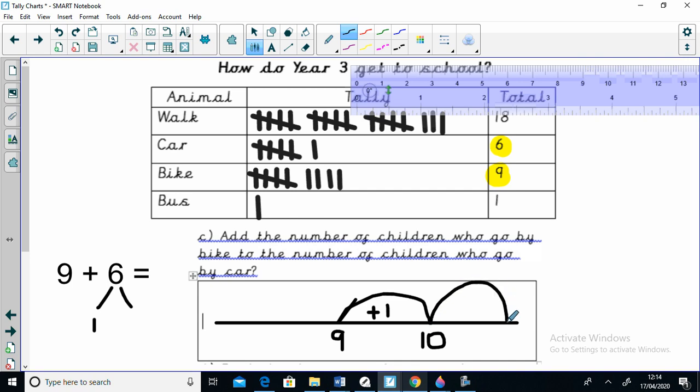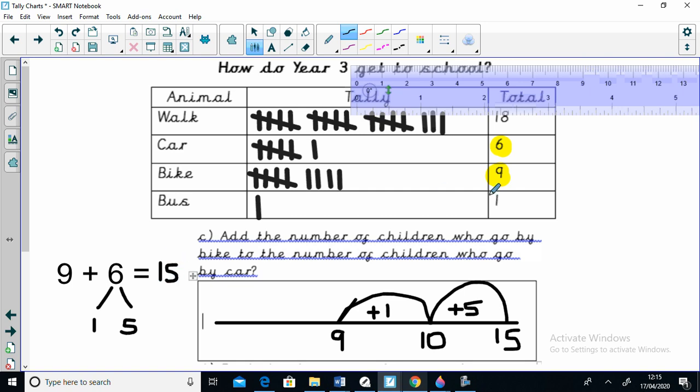That'll take me up to 10. Then I can jump on the remaining part. Because I've got good number bond knowledge, I know that 6 is made up of a 1 and a 5. So the remaining part that I need to add on is 5. And because I've got good knowledge of place value, I can add 10 and 5 together, no problem. 10 and 5 equals 15. So the number of children who go by bike and the number who go by car is in total 15. So I can put my answer as 15.